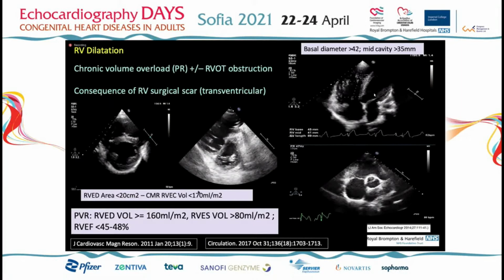And it has been suggested that a right ventricular end diastolic area from apical views of less than 20 correlates with a right ventricular end diastolic volume of less than 130 mL per square meter in MRI. So that would be more or less the target that we could analyze in our 4-chamber views.